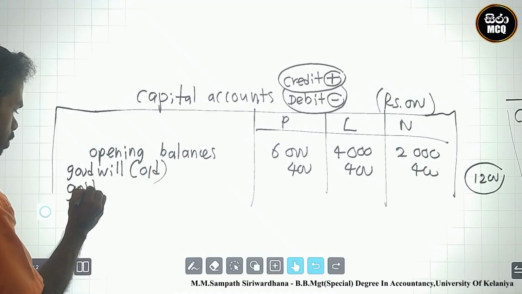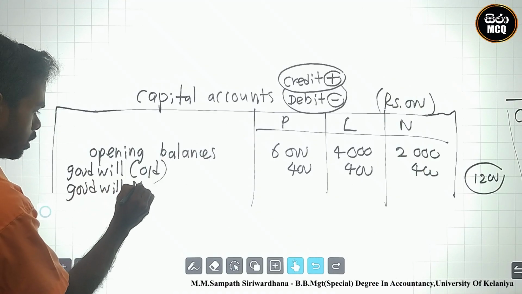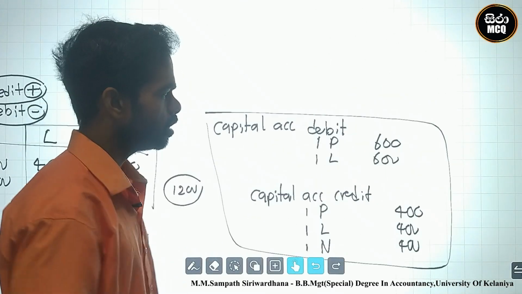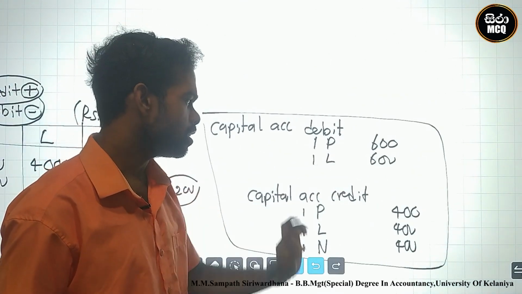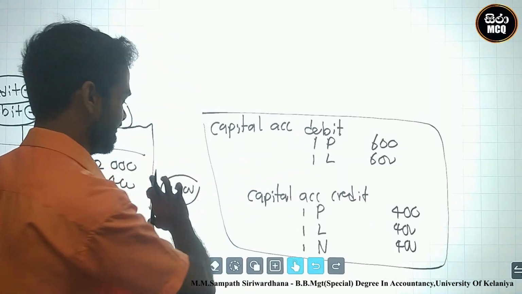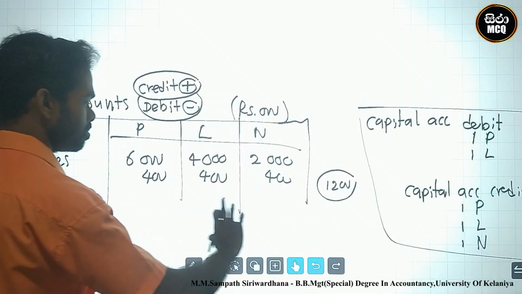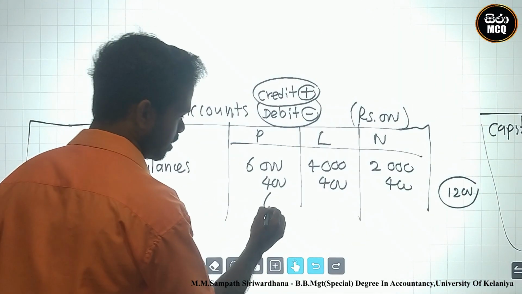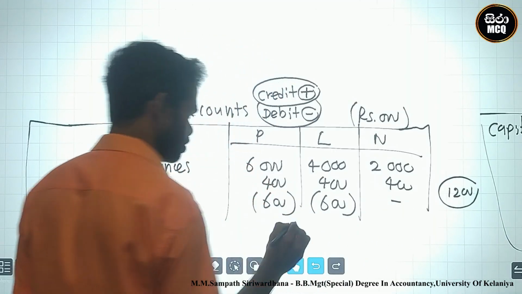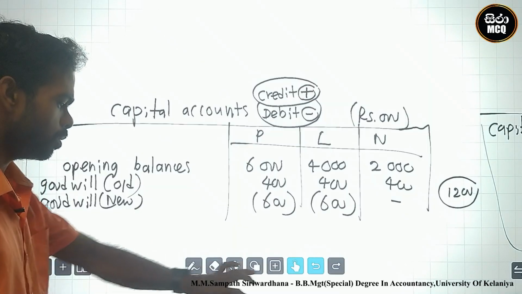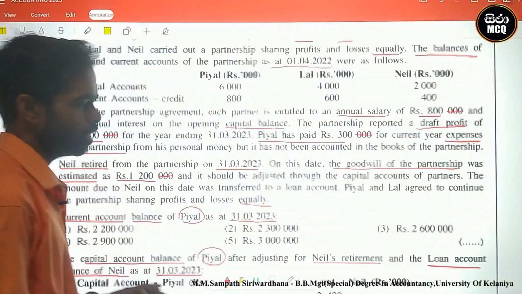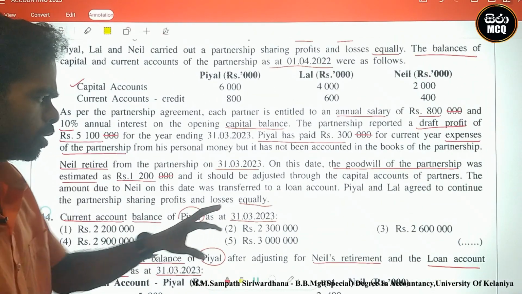Again we must adjust goodwill. The new ratio relates to only two partners. The new ratio was this one, 600 PL and Lal. Debit, no, we must minus this. Okay, we must minus this 600 and 600 without Neil. After that we can calculate all answers for this question. All are done. Finally we can transfer to the loan account.